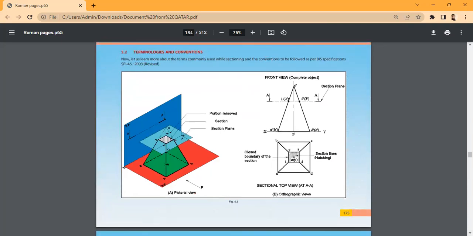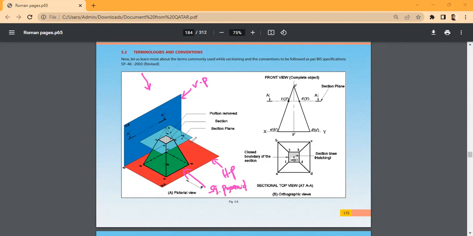So this is very important. We already discussed this, so I will repeat the same thing again. This is the pictorial view of a square pyramid with the section plane. This is my horizontal plane and this is my vertical plane. Here the object is a square pyramid.